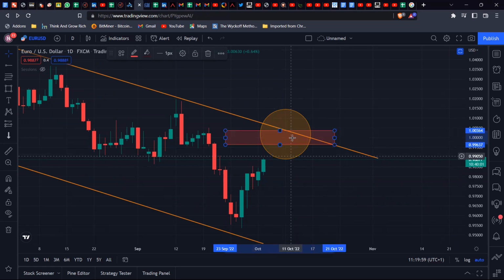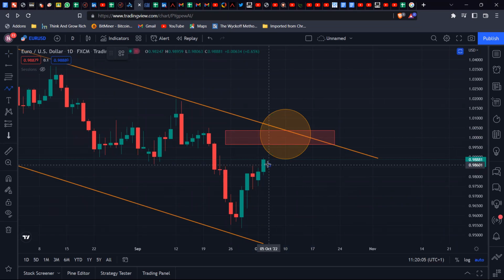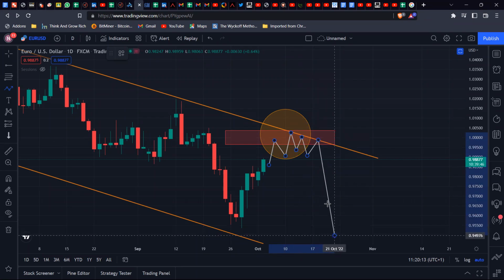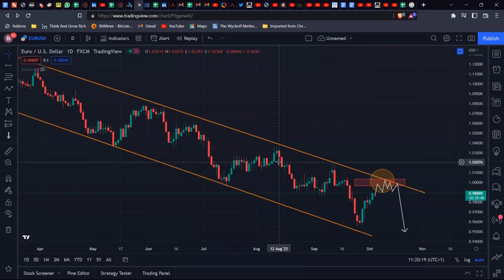So if price finds its way up, what I'll be looking for is maybe some sort of structural shift on a smaller time frame, or even a counter trend line break. So let's say price gets into here and starts to get some sort of rejection. I'll use that as confirmation to sell, targeting these lows down here. Okay, so this is what I would most likely be anticipating on EUR/USD.